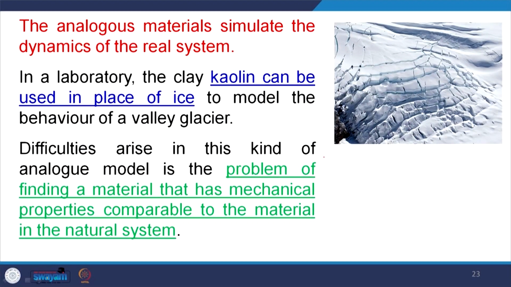If we are using analog material, the system dynamics can be reflected and studied through it. In the laboratory, clay or kaolin can be used in place of ice to model the behavior of a valley glacier. Similarly, difficulties arise with this kind of analog model when finding material identical to the natural material. It is very difficult to find material which is identical to the natural material. This is a challenge to the geomorphologist.